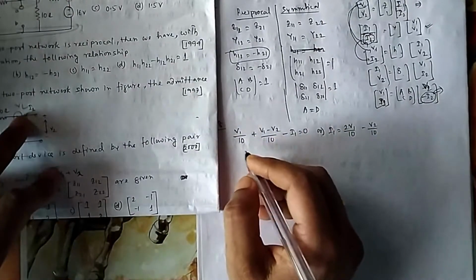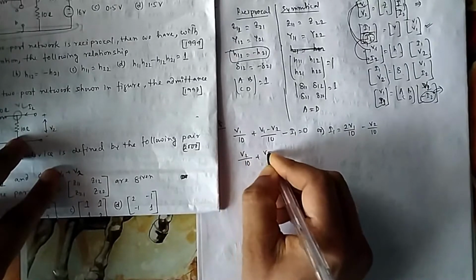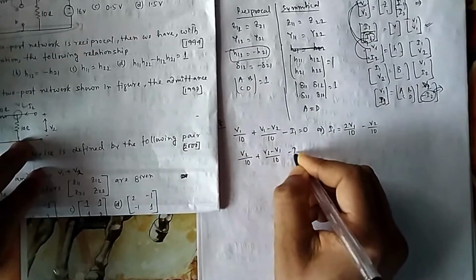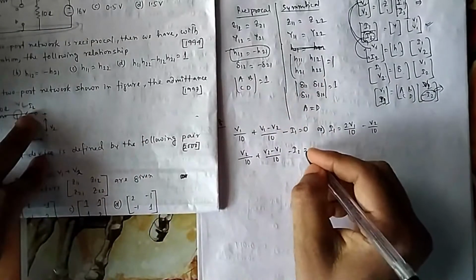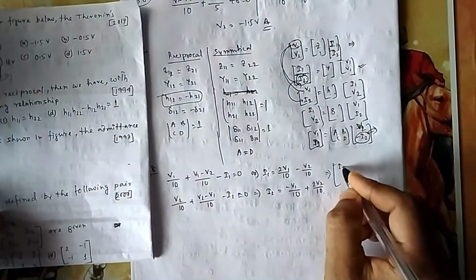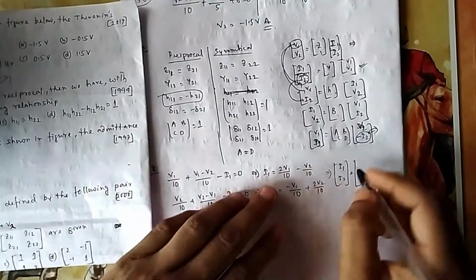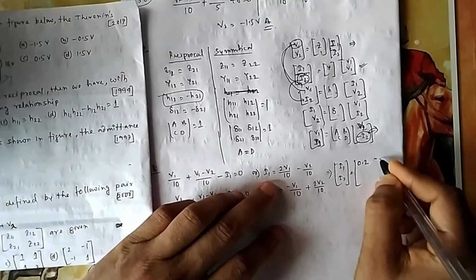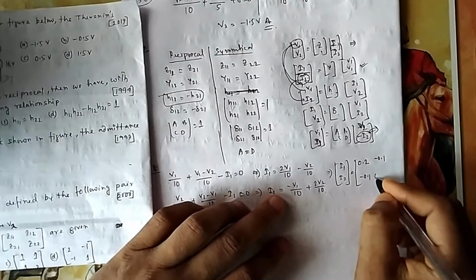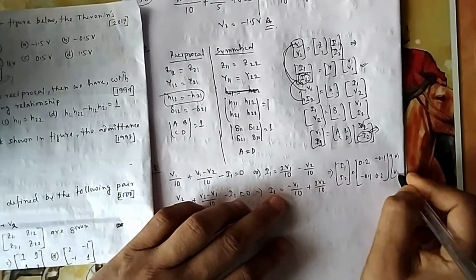Similarly, if you go for I2 here, it will be V2 by 10 plus V2 minus V1 by 10 minus I2, because I2 is incoming, and for nodal, outgoing is positive. So I2 implies minus V1 by 10 minus V1 by 10 plus 2 V2 by 10. Now you can easily write, using the matrix, I1 I2 is equal to the Y admittance matrix, which is 0.2 minus 0.1 minus 0.1 0.2 into V1 V2. This is your answer, and you have to write it directly.